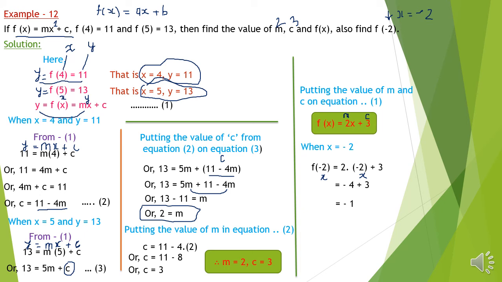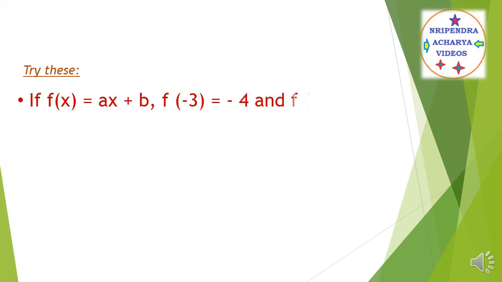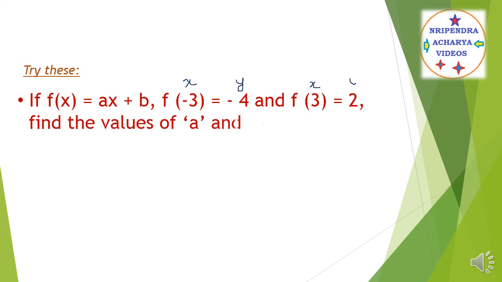You can do it. There is a practice question for you right after this slide. You can pause this video and try that question. Now try this, there are two questions. The first question is, if f(x) is equal to ax plus b, f(minus 3) is 4, here the input x is minus 3 and the output y is 4. You can follow the entire step. We just have to find the values of a and b.